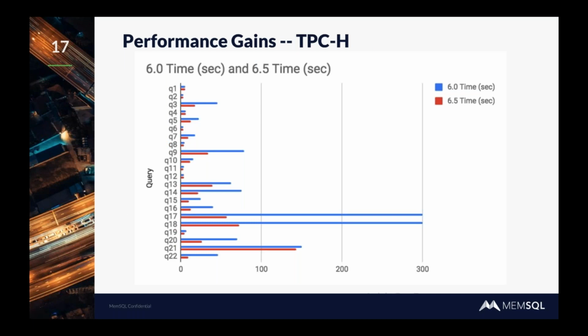The TPCH tracking workload that I mentioned, this is an illustration of the performance gains from MemSQL 6.0 to MemSQL 6.5. The red bars are the time for 6.5 and the blue bars are for 6.0. As you can see, how much shorter the bars are for 6.5, across the board.